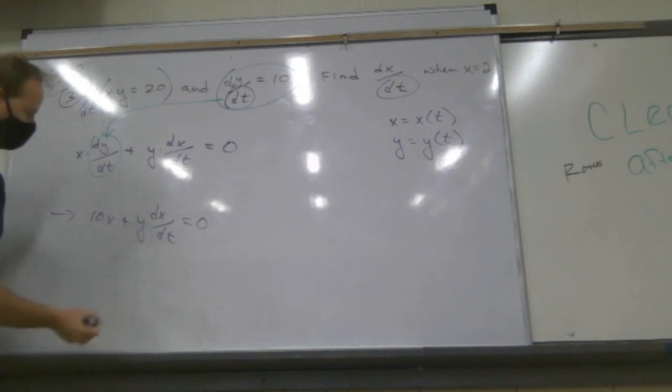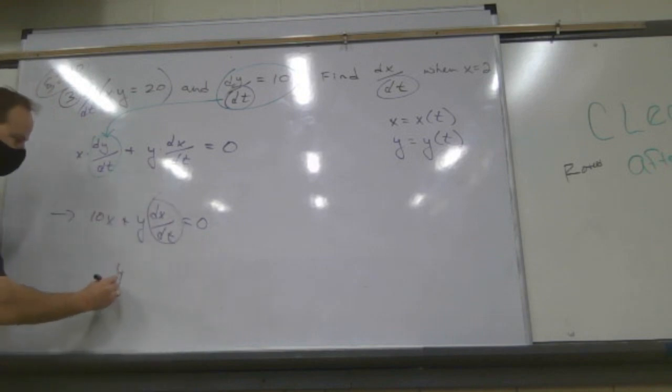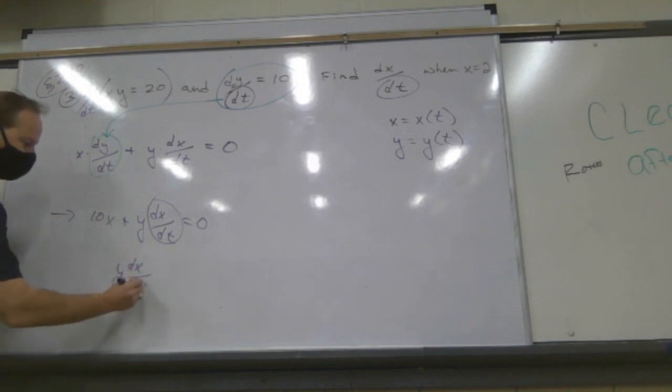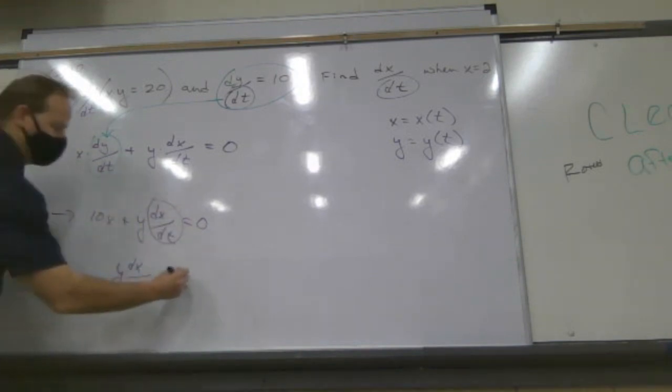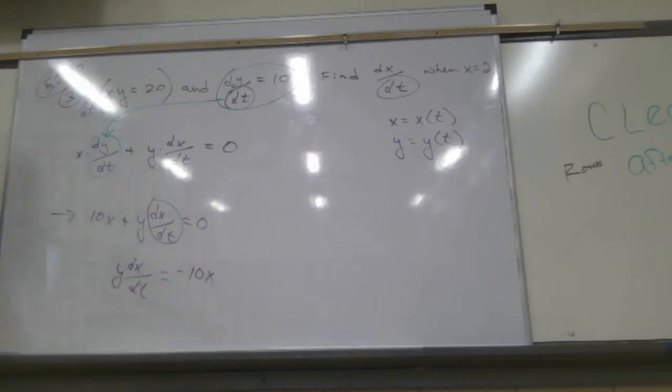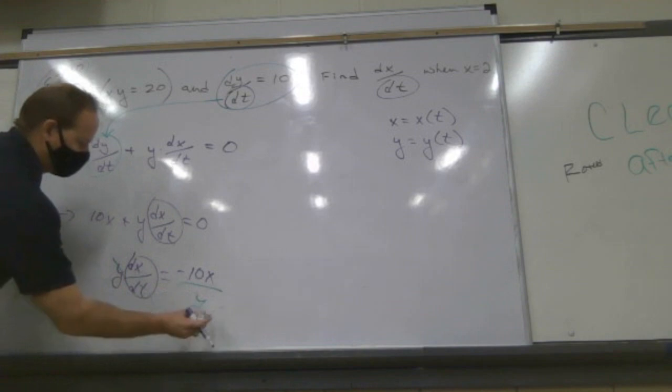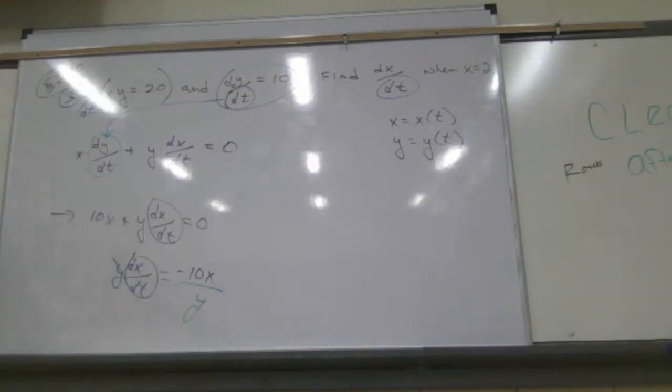I'm trying to find dx/dt at a certain point in time, so I want to get everything that's not dx/dt to the other side. This is just algebra. So it equals minus 10x, put it on the other side with the opposite sign. Everybody get what that is? Divide both sides by y. And what do we get? So dx/dt is minus 10x over y, correct? Yep. But then it says, find dx/dt when x equals 2.